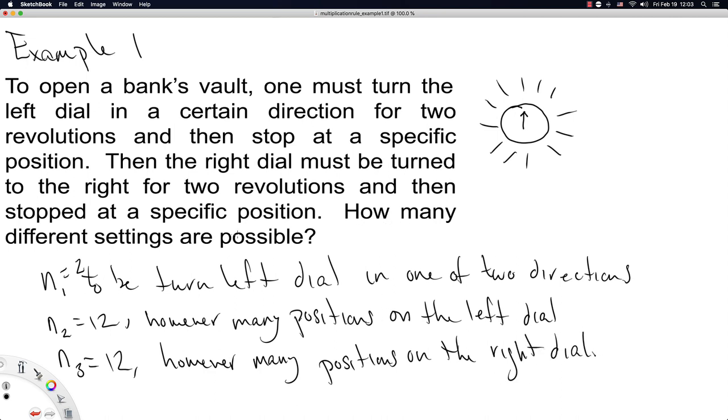Okay, so then the question is, how many different settings are possible? In this case, it would be N1 times N2 times N3. And that is 2 times 12 times 12. So that's 288. And you all can make fun of me later if I didn't do my math right. That's 144 times 2, 288. I think that's okay. So there are 288 different settings to open a bank's vault.